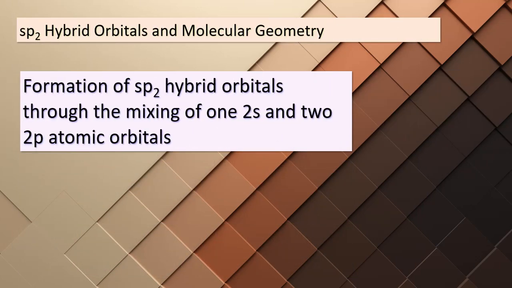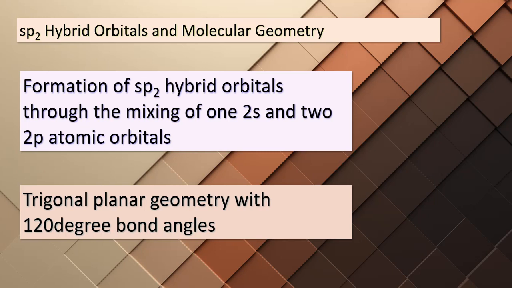Welcome back, students. Today, we're going to delve into a specific type of hybridization known as sp2 hybridization. To achieve sp2 hybridization, we mix one 2s orbital with two 2p orbitals. This combination gives rise to three equivalent sp2 hybrid orbitals. These hybrid orbitals arrange themselves in a trigonal planar geometry with bond angles of 120 degrees.